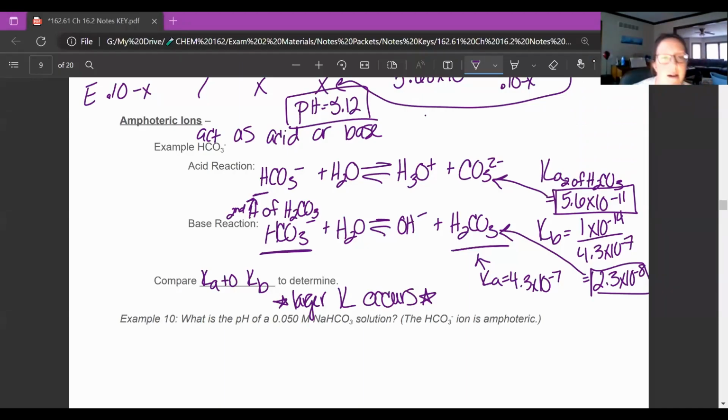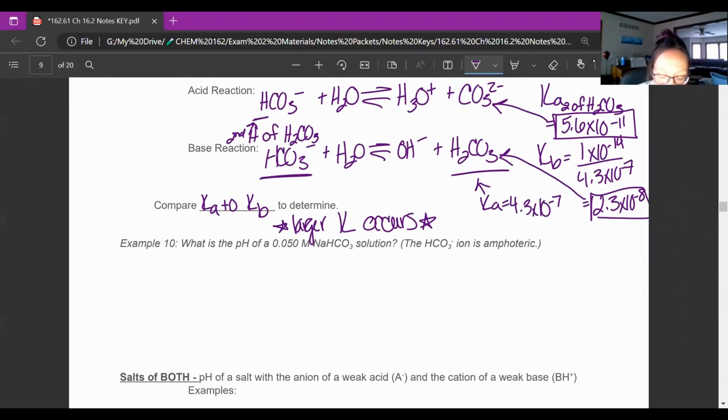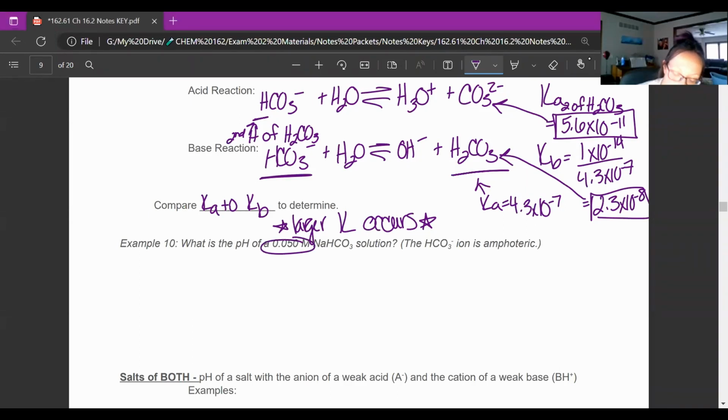Okay, so I've got, what is the pH of a 0.050 molar NaHCO3 solution? I had to tell you that HCO3 is amphoteric. Otherwise, you would probably assume it would go one way or the other. Okay, so I'm going to need this. That's going to be an initial concentration. I need the HCO3 minus. I already decided above that the Kb is 2.3 times 10 to the negative 8th. The Kb for this guy is bigger than the Ka, so that means the base reaction is going to happen. So I'm just going to rewrite that base reaction.